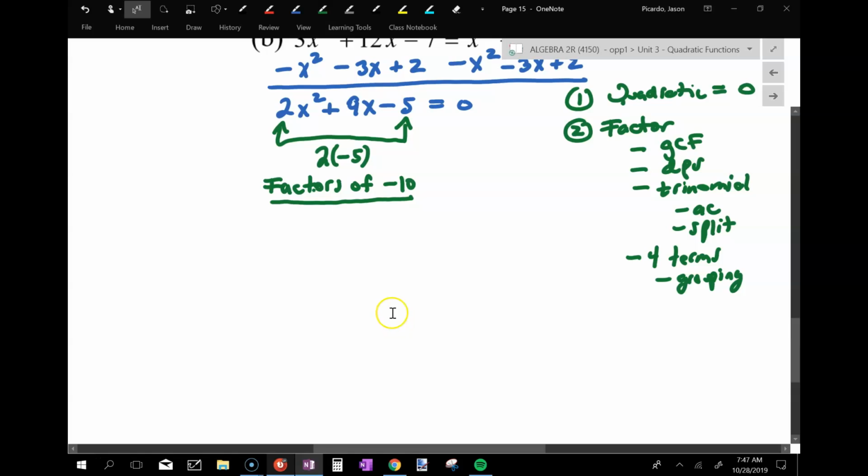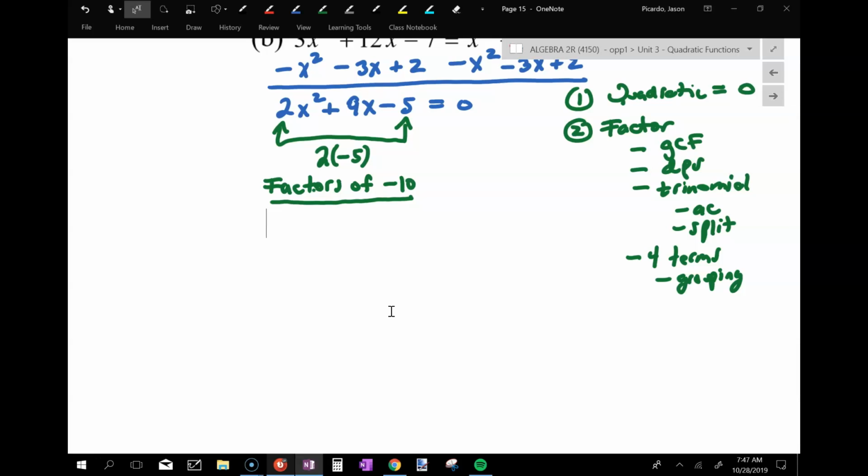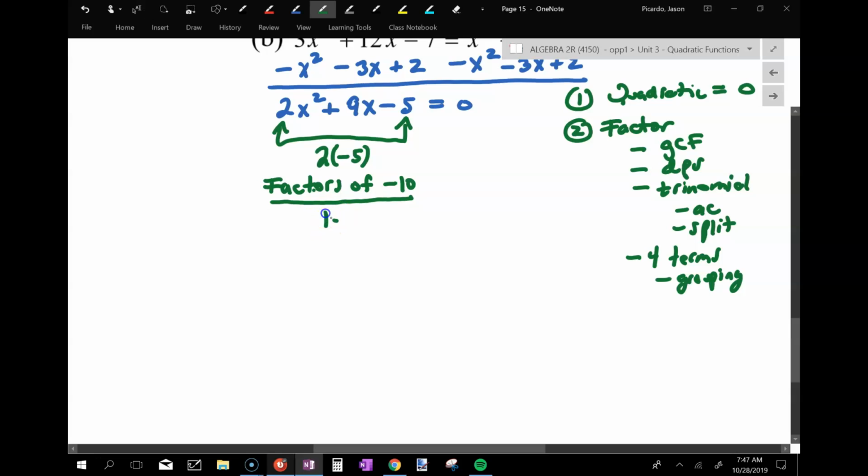Factors of negative 10. Which ones am I looking for specifically? Factors of negative 10 that add up to 9? Okay. 10 and negative 1. Yeah, 10 and negative 1, definitely, right? Those are going to multiply to be negative 10, add to be 9. So I know for certain that it's going to be equal to 0. I know for certain that I'm going to have a plus 10 and a negative 1.